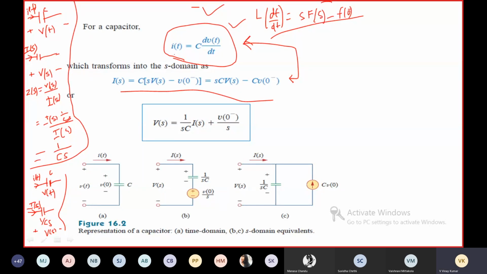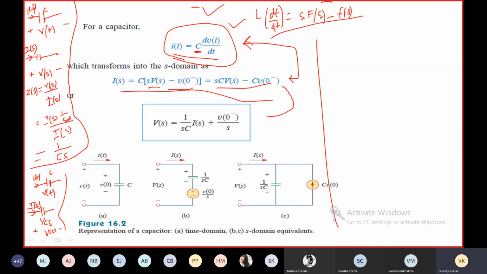Taking Laplace of this, I of s is equal to C, where C is constant. By the linear property, C into Laplace of dv of t by dt is S V of s minus V of 0 minus. So finally, you're going to get the current I of s equal to S C V of s minus C V of 0 minus.